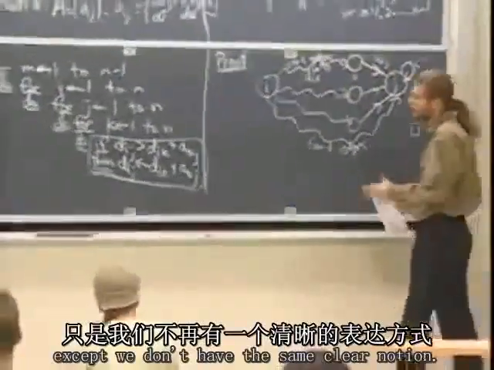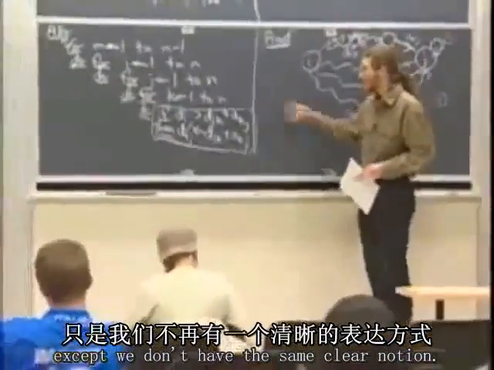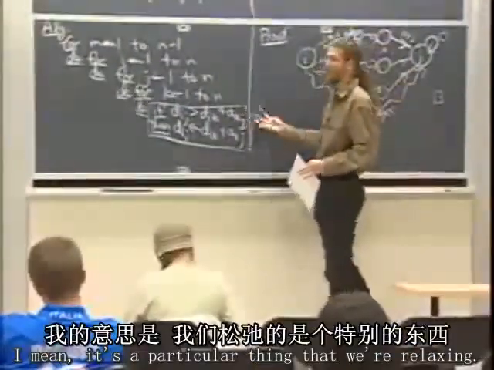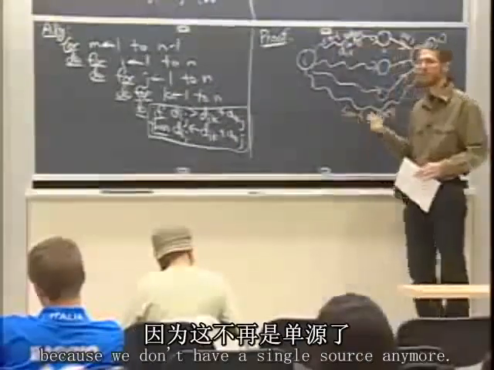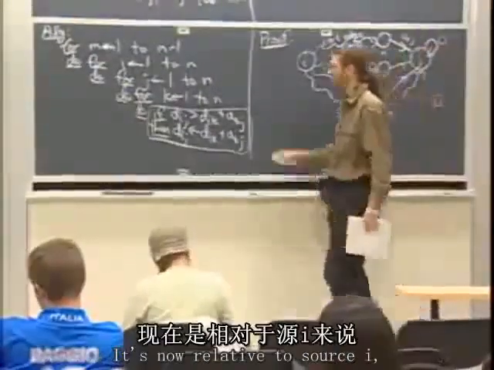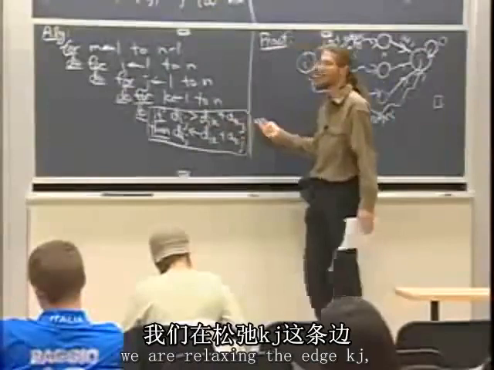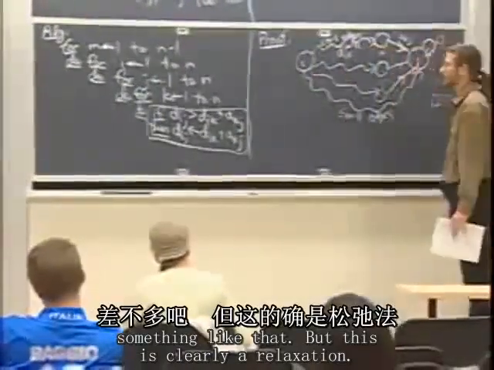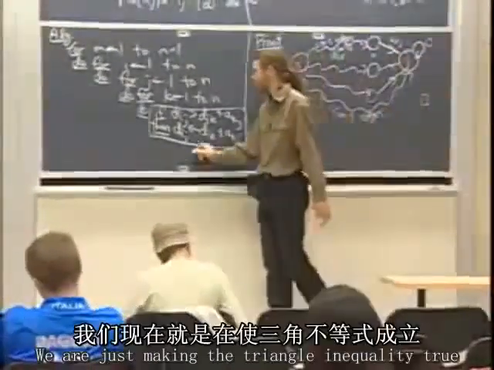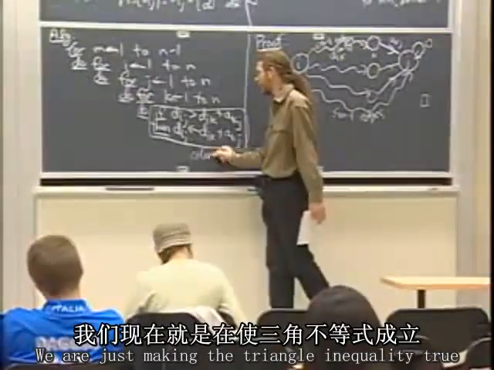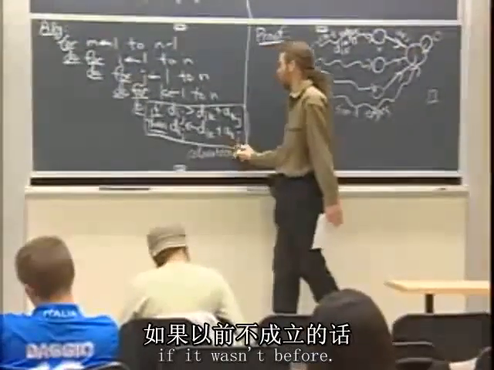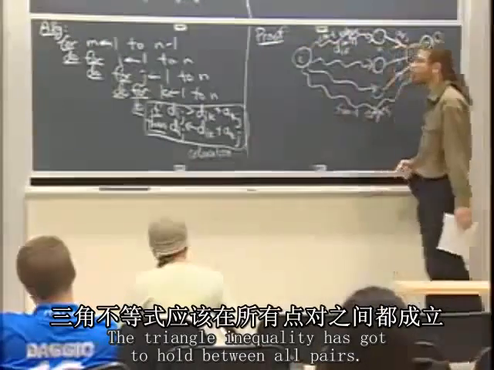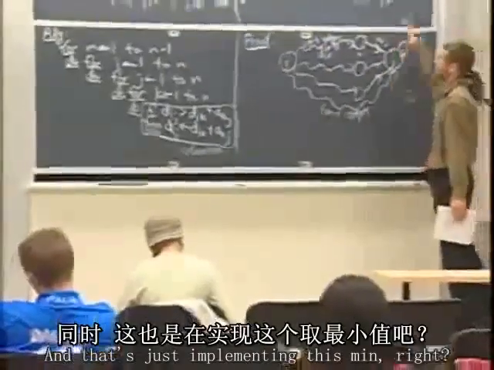Except it's a little bit, we don't have the same clear notion. I mean, it's a particular thing that we're relaxing. It's not just a single edge, because we don't have a single source anymore. It's now relative to source i, we are relaxing the edge kj, something like that. But this is clearly a relaxation. We're just making the triangle inequality true if it wasn't before. Triangle inequality's got to hold between all pairs. And that's just implementing this min, right?